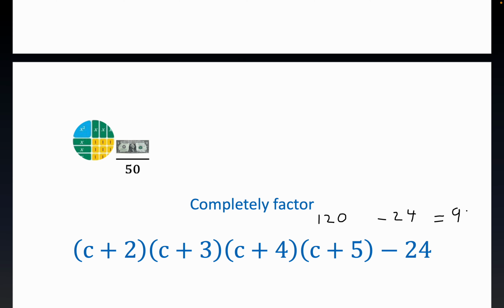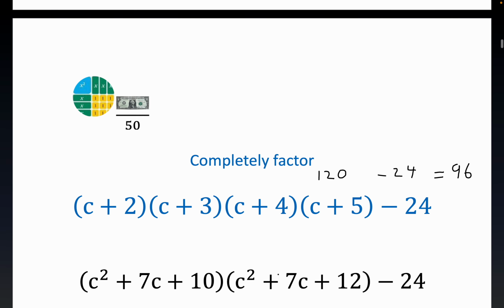Now, one thing I like about this problem is that at first glance, it looks like it's factored. Look, this is the product of four linear factors on the left-hand side, but the presence of this single constant term means it's not factored. So as factored as it looks, it's a long way from being completely factored.